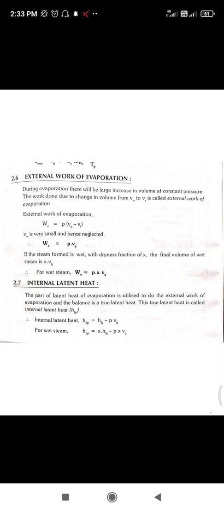Next is the property diagrams. What is the use of these property diagrams? The property diagrams are extremely useful in the study of variation of properties during phase change. The temperature-enthalpy TH, temperature-entropy TS, enthalpy-entropy HS, and pressure-volume PV diagrams for the vapor. We will now discuss these things.